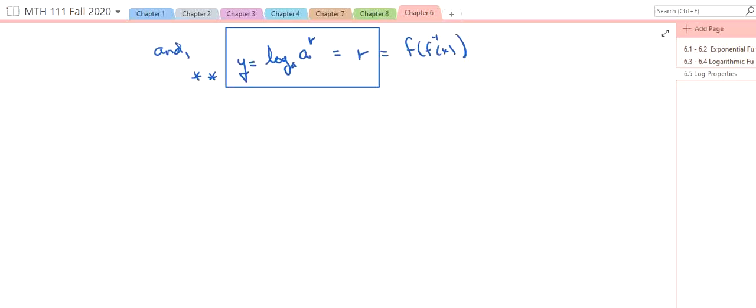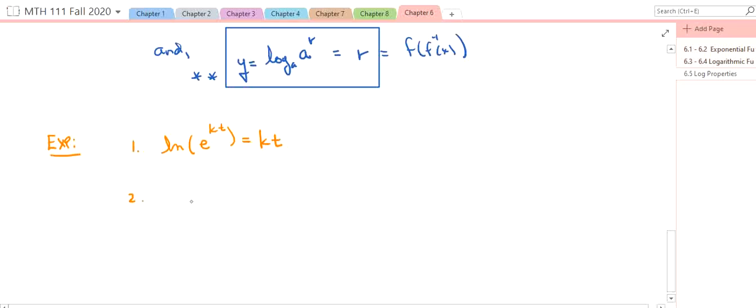So let's do some examples, since that's kind of important. Okay, here's one of the most important examples you have. This is something you'll do all the time. If you take the natural log of e to the kt, you end up with just kt. It's a great way to simplify a relationship. Take the natural log of an exponential function, you just get whatever is in the exponent.